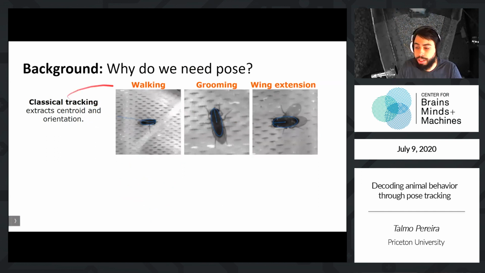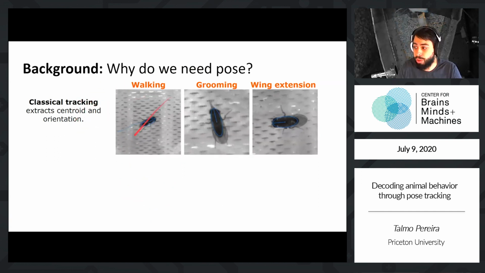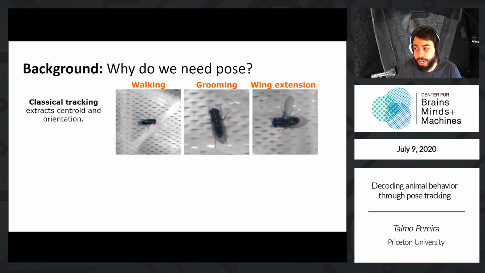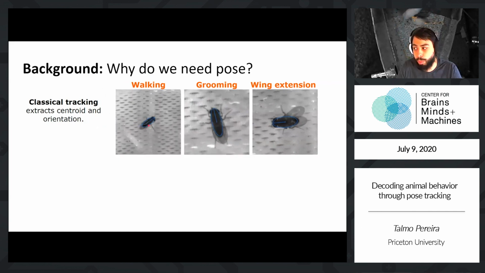So why is it not enough to do the classical tracking, to do center and orientation? Well, consider these three different fruit fly behaviors. For something like walking or general locomotion, this is where you traditionally would use the center of mass, and as you can see from this tracking here, you can indeed extract a signal that corresponds to these dynamics. You see the movement of the center of mass. And perhaps the orientation gave you a little bit more information.